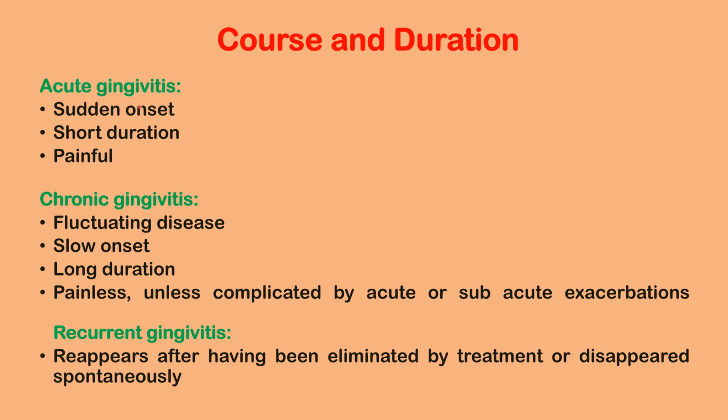Coming to course and duration, it is of three types: acute, chronic, and recurrent. Acute gingivitis is of shorter duration with a sudden onset, and the symptoms are usually painful. In chronic gingivitis, the duration is longer with slow onset. It is a fluctuating disease with painless symptoms unless it is complicated by acute or subacute exacerbations. Recurrent gingivitis is a type of gingivitis which reappears after having been eliminated by treatment or disappeared spontaneously.